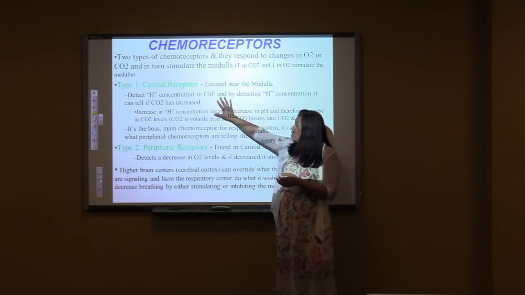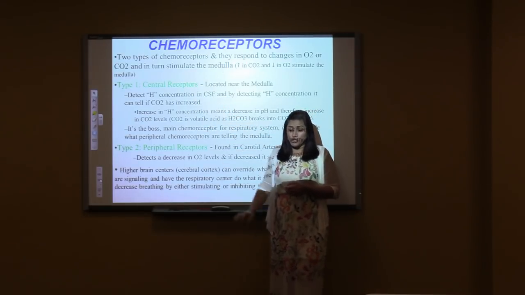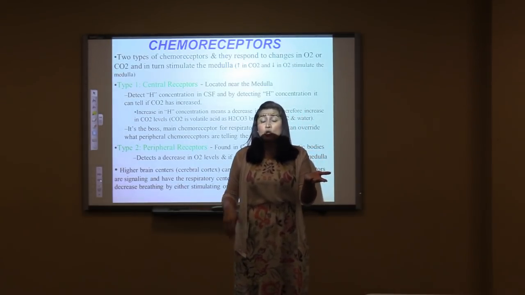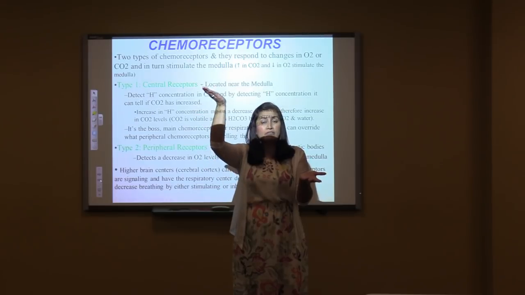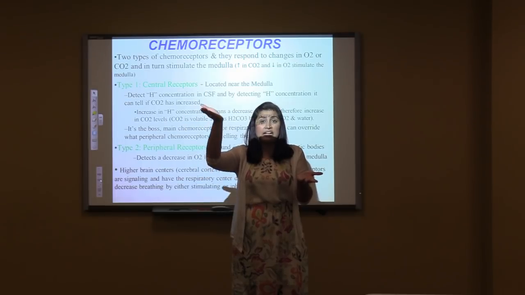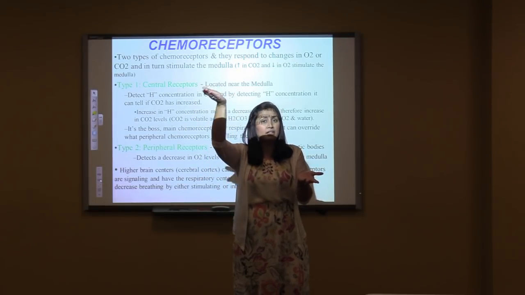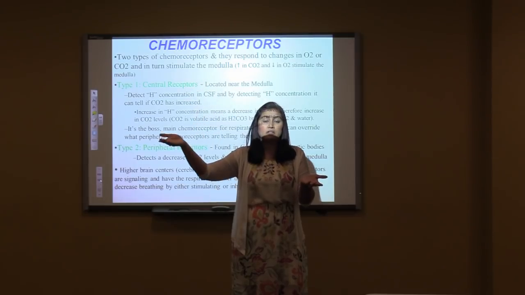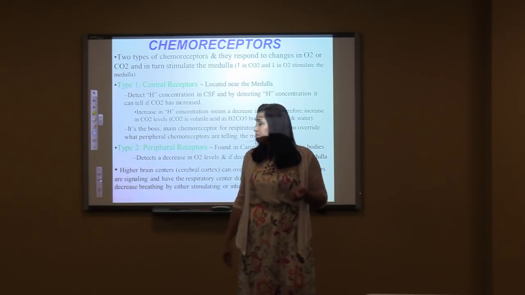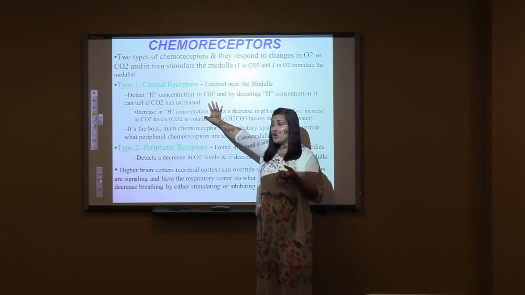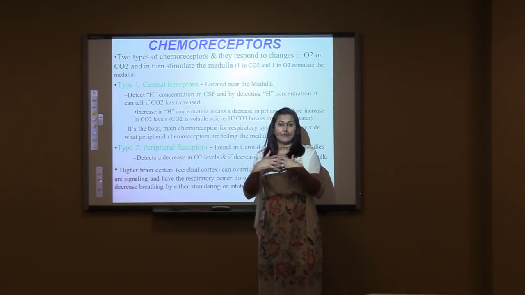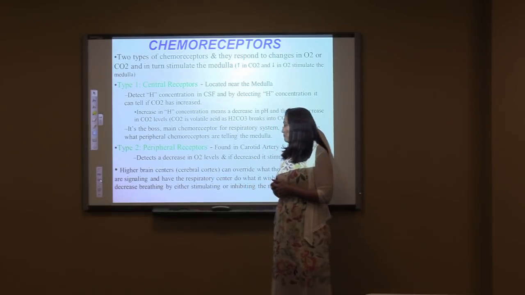Now, between the two, central chemoreceptors are the boss. So, if peripheral chemoreceptors are saying that there's a normal level of oxygen and they don't get stimulated, but central chemoreceptors detect a high level of CO2, well, indirectly because they detect high levels of hydrogen, therefore there are high levels of CO2, it actually stimulates the respiratory center. Okay? So, central chemoreceptors are the boss. They will override peripheral chemoreceptors if they're giving two opposite pieces of information to the respiratory center.